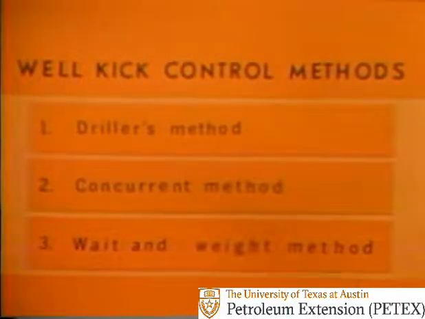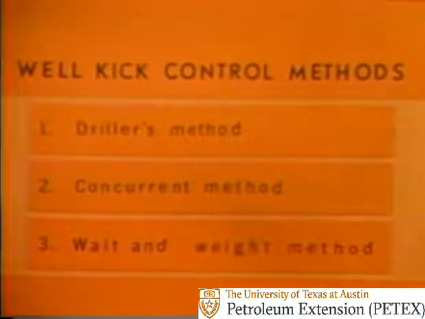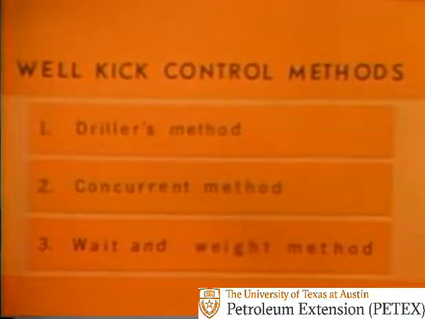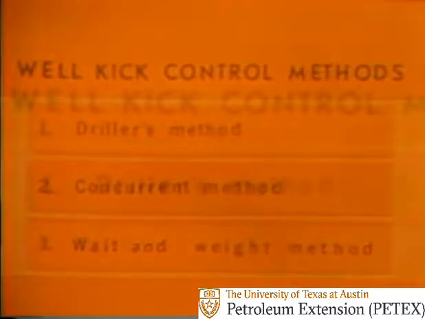Once the well is shut in and the pressures on the drill pipe and casing are taken, there are 3 well kick control methods that can be used: the driller's method, the concurrent method, and the weight and weight method. All of these methods prevent further entry of formation fluids by holding a constant bottom hole pressure slightly higher than the formation pressure while circulating. All make use of the principle that the well must be closed in completely, and that pressures are read and recorded before subsequent operations commence.